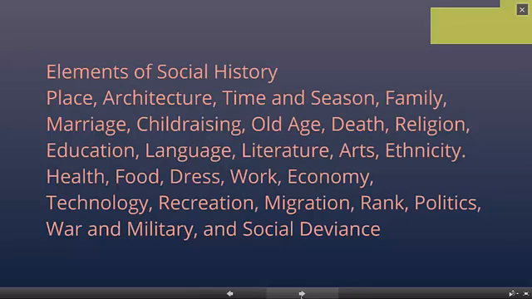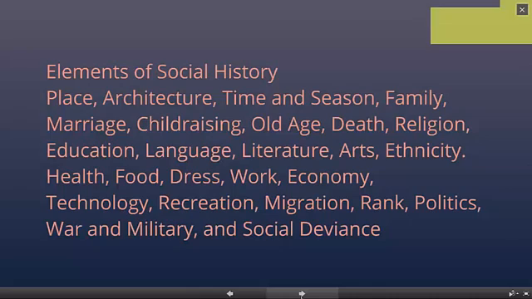You also will determine things by season. What you did was based on the season that you were in. There were certain chores that were done at certain times of the year. They'd also look at climate changes, seasonal events, things of that sort. Family would look at the family structure, the division of labor, who had the most power, that sort of thing.